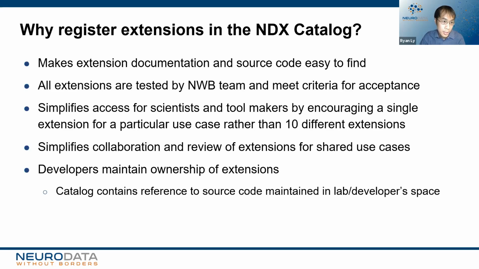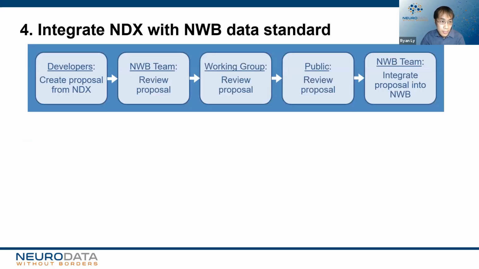And when you publish your extension in the catalog, you, the developer, maintain ownership of your extension, and the catalog just contains a pointer or reference to the source code maintained in your space. And my last point here is that extensions that are published in the catalog and out for public use can then be considered for integration into the core NWB standard. And in this way, the community can drive the development of the NWB data standard.